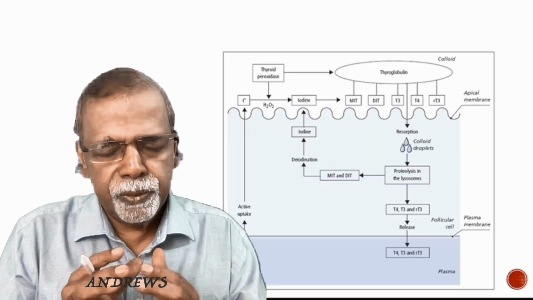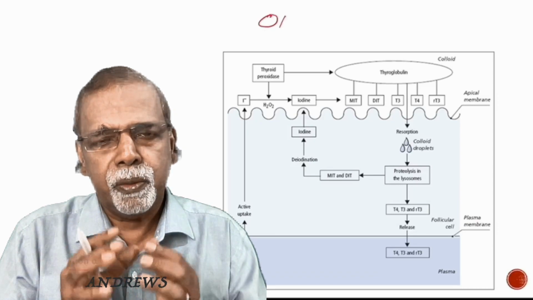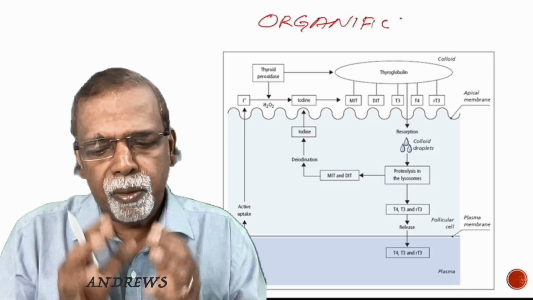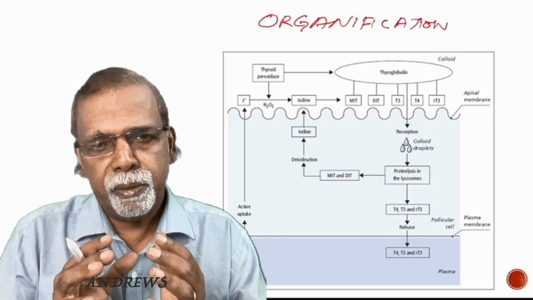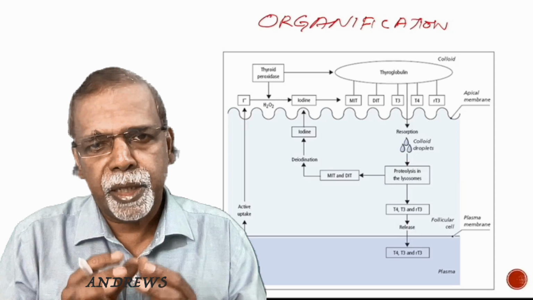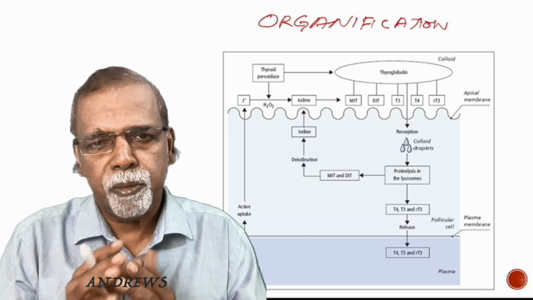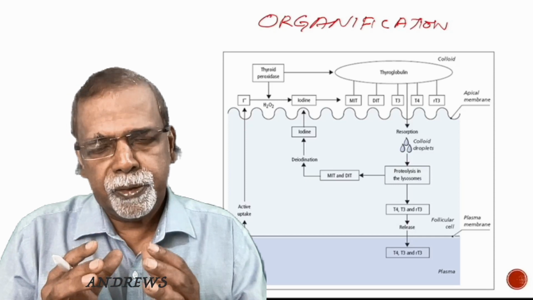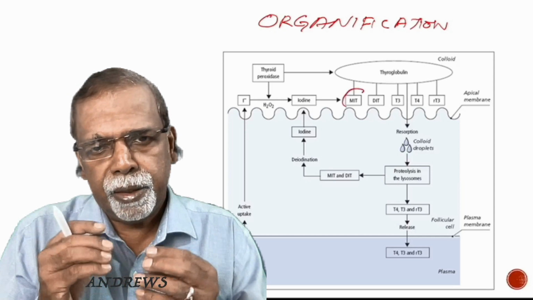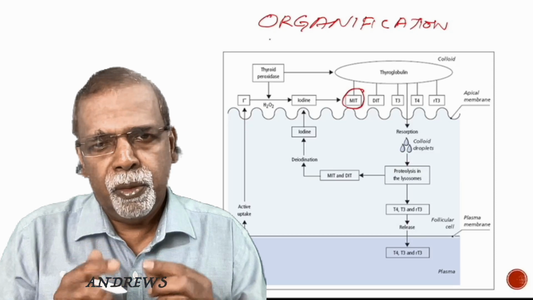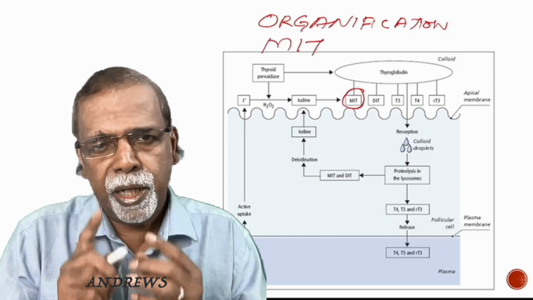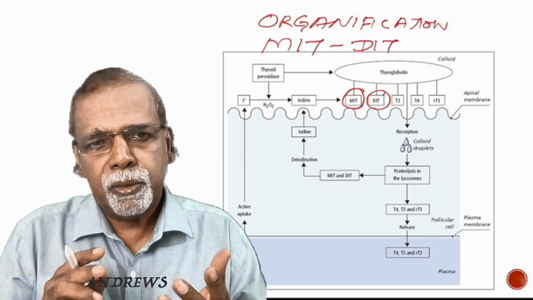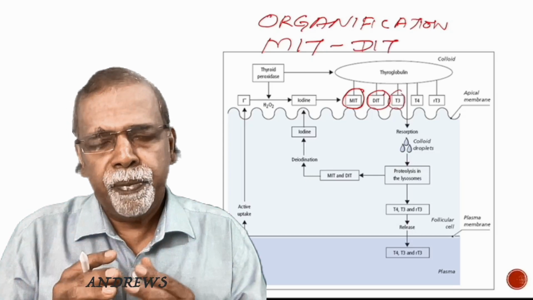The iodination of the thyroglobulin is called organification. So here what is happening, in the thyroglobulin there are tyrosine residues. Tyrosine can attach 4 iodine molecules, and with the help of thyroid peroxidase, iodine is attached to tyrosine. When one iodine atom attaches, it is monoiodotyrosine. When 2, it is called diiodotyrosine.